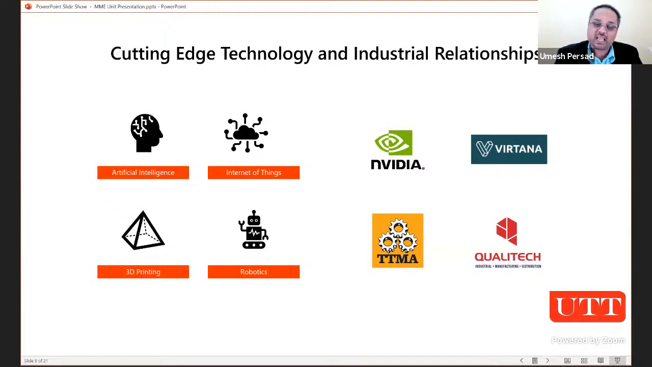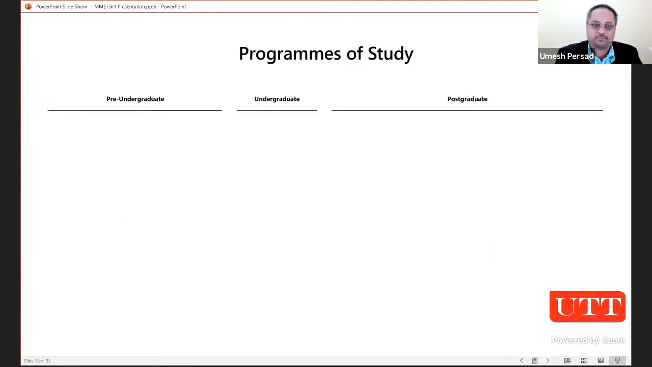We've partnered with TTMA, where we do training and our students get jobs. We also have Qualitech, which is a close partner located at the Point Lisas in the area of manufacturing and design. So we are quite happy and proud of our relationships and the quality of teaching and the quality of our students that come out of our programs.